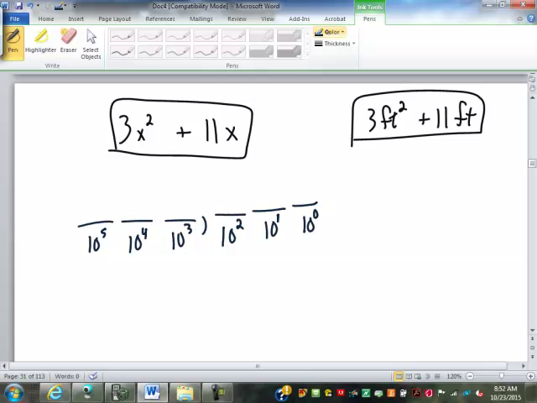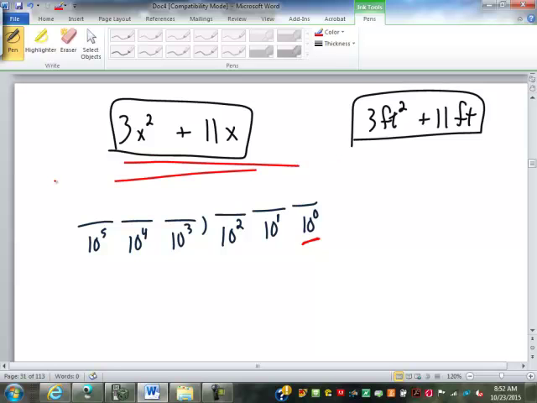The key to all this, of course, is the fact that anything to the power of 0 is 1. 10 to the power of 0 is 1. 8 to the power of 0 is 1. 52,000 to the power of 0 is 1. X to the power of 0 is 1. Anything to the power of 0 is 1.